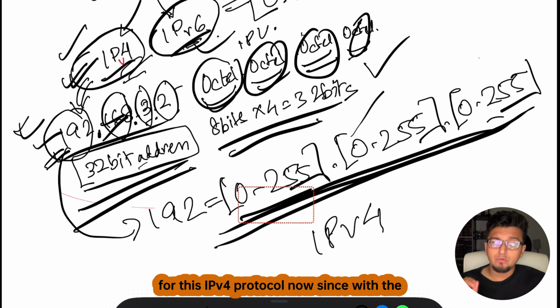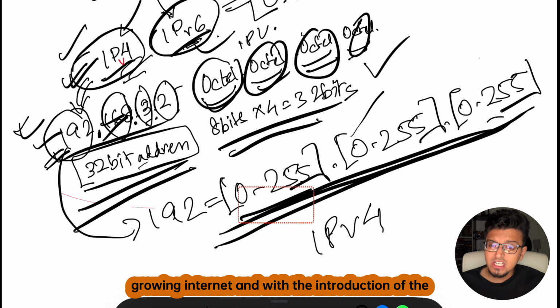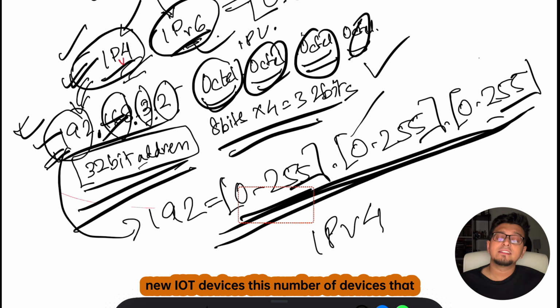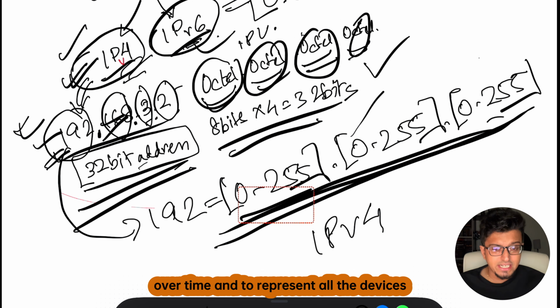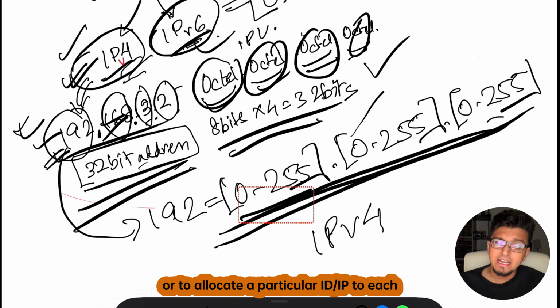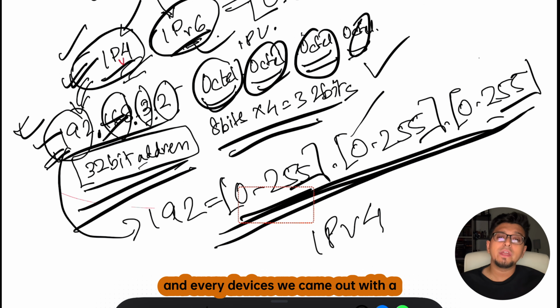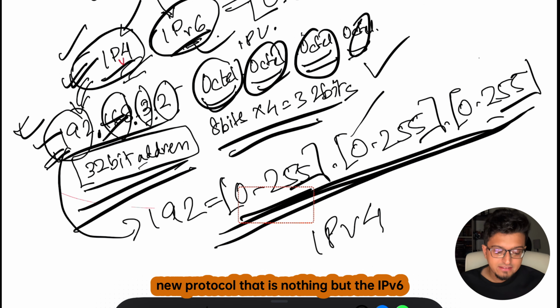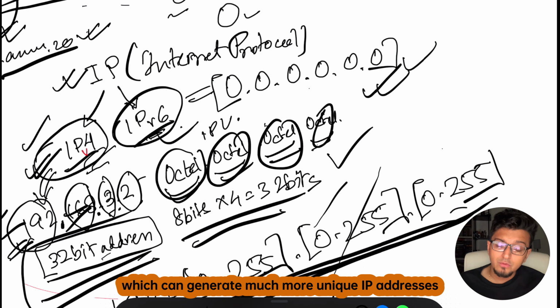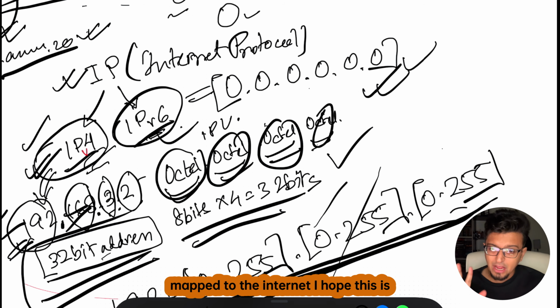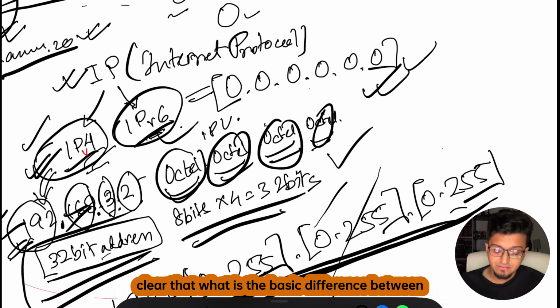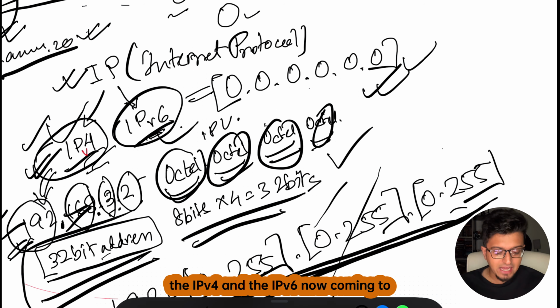Now, with the growing internet and the introduction of new IoT devices, the number of devices that are getting introduced over the internet is growing over time. And to allocate a particular ID to each and every device, we came out with a new protocol that is nothing but IPv6, which can generate many more unique IP addresses by which each and every device can be mapped to the internet. I hope this is clear, what the basic difference between IPv4 and IPv6 is.